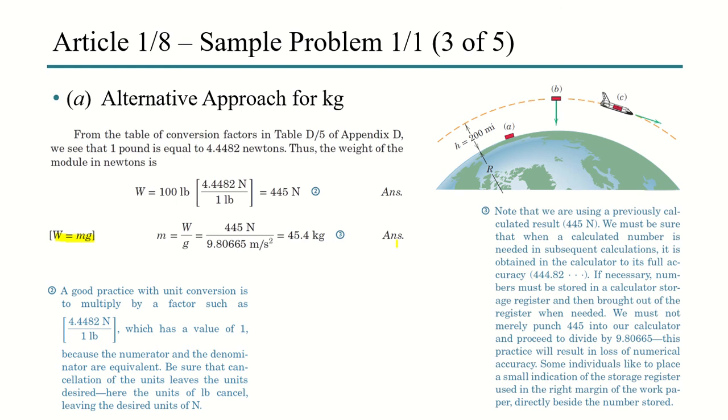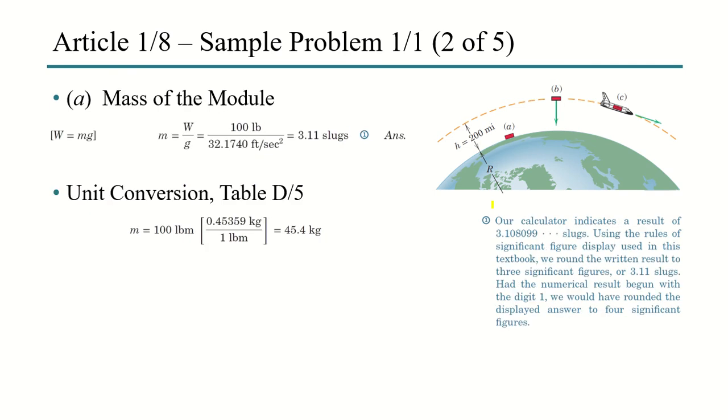Okay, so we have to take note, similar to our note number 1. Our calculator indicates a result of 3.108099 slugs. So it refers to this result, class. Using the rules of significant figures display used in this textbook, we round the written result to 3 significant figures.